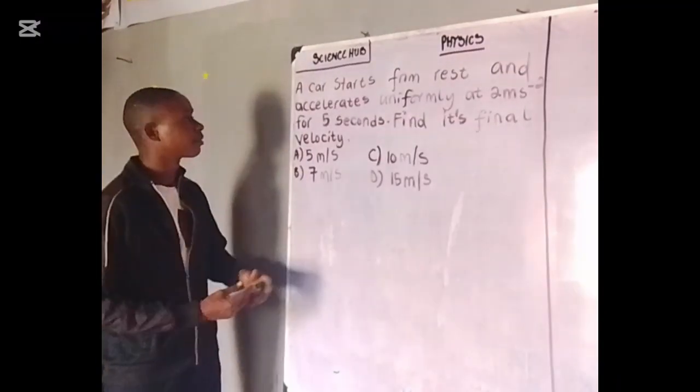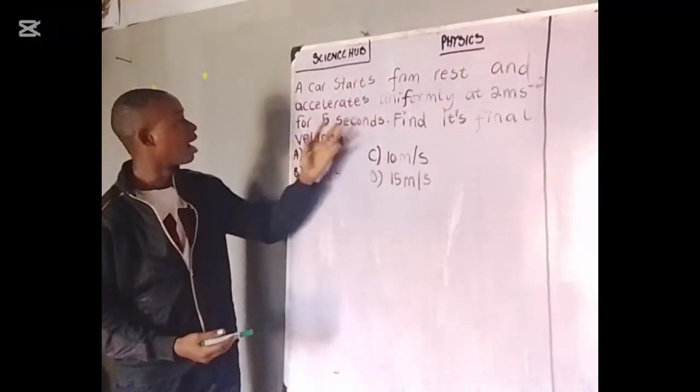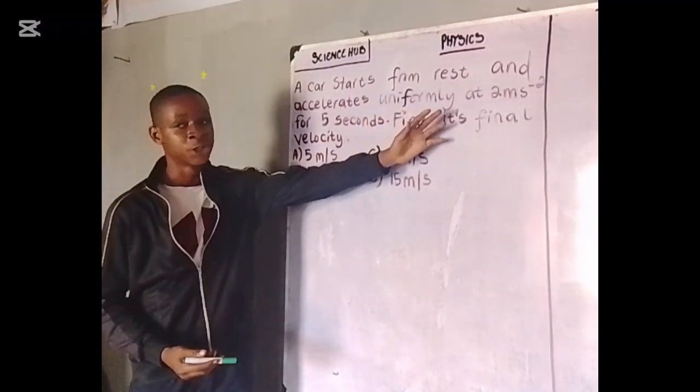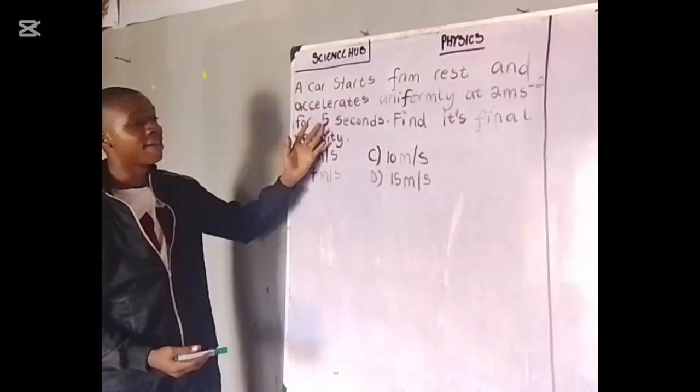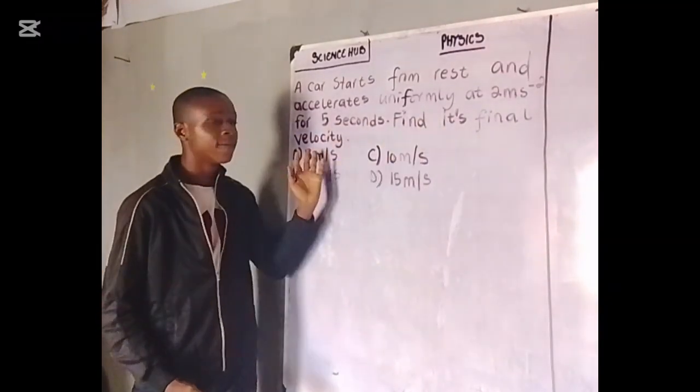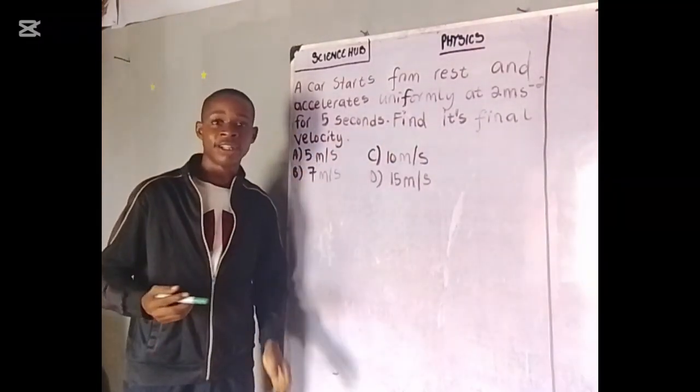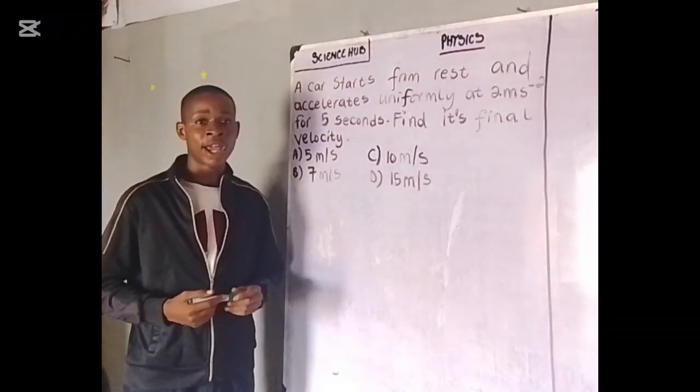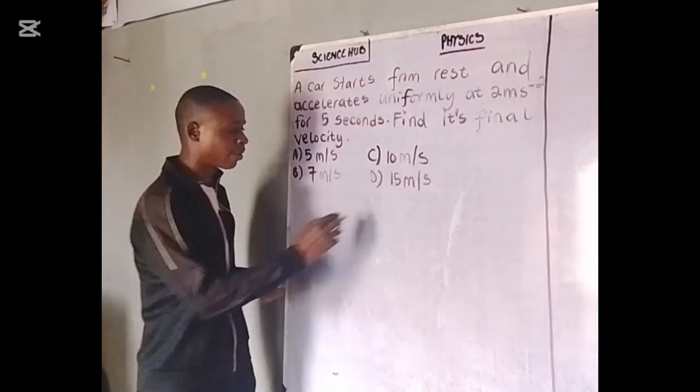Alright, the question goes this way. A car starts from rest and accelerates uniformly at 2 meters per second square for 5 seconds. Find its final velocity. So this is a question under motion. Let's see the way and manner we are going to solve this question. So I'll start with my solution.